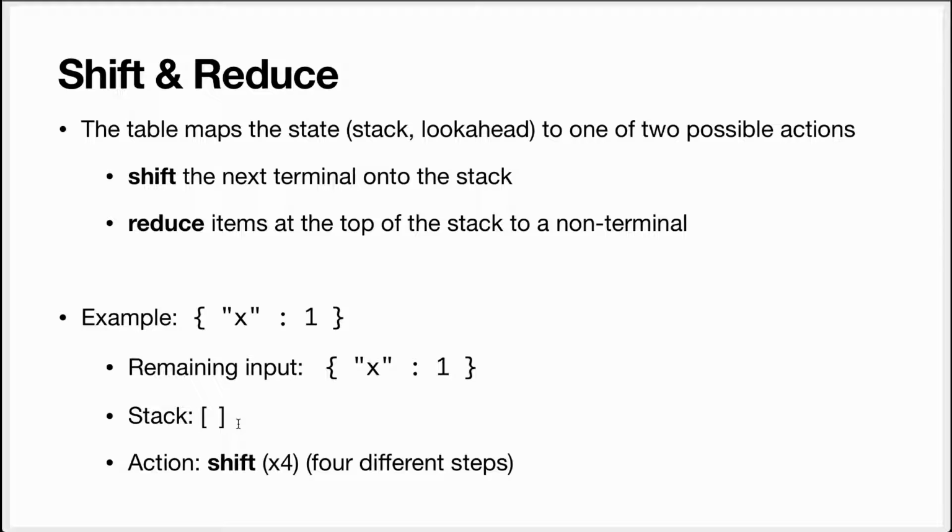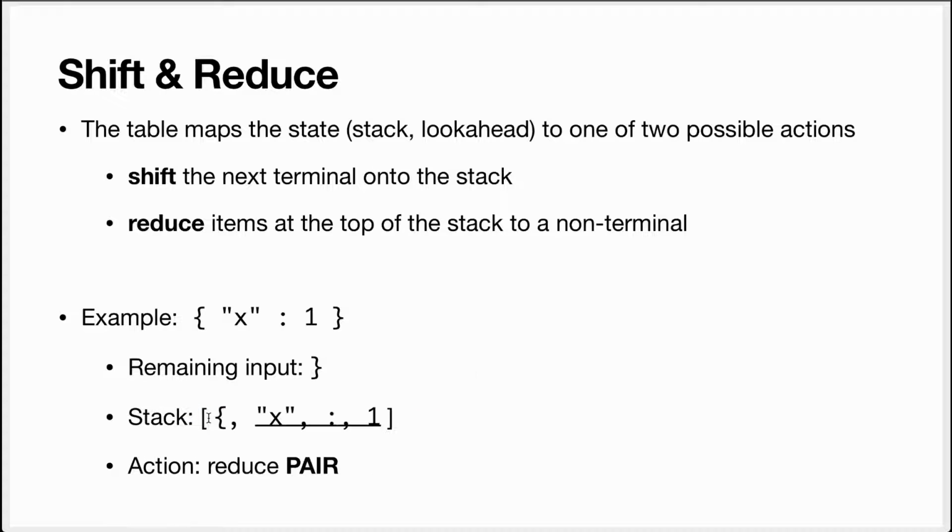The first step, when the algorithm is in this state, will be a shift. So we'll shift the open brace onto the stack. In fact, the first 4 steps are similar. We are going to shift the first 4 tokens onto the stack. So now that's done, the only thing left in the input is the closing brace. And the next step of the algorithm in this state will be to reduce this underlying part into a pair.